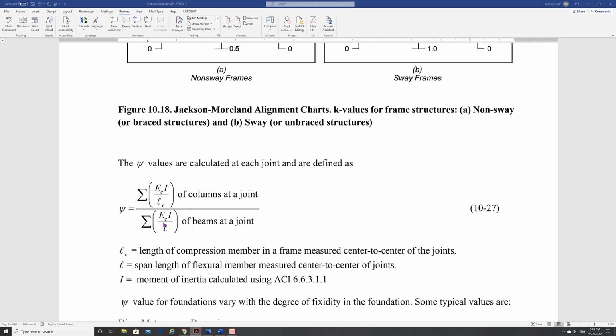So the L values here are center to center. Okay, center to center. That's important.